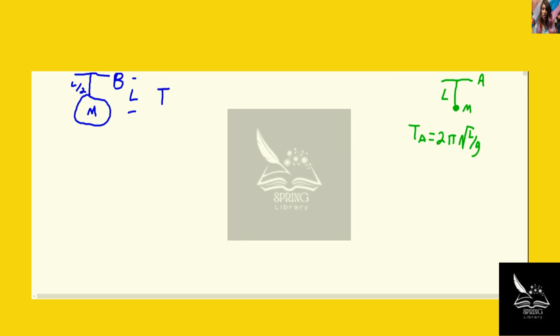So we're going to have T_B is going to be equal to 2π times the square root of I divided by M times g times d. So I here is going to be the moment of inertia for the whole pendulum, and d is going to be the distance from the pivot to the center of mass, which is L in this case. So we can just write down d equals L.